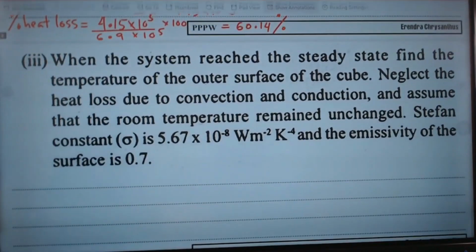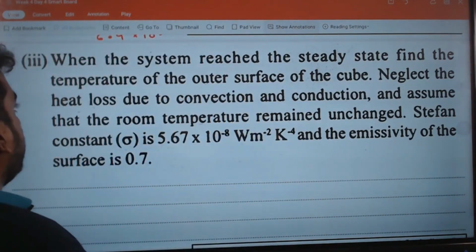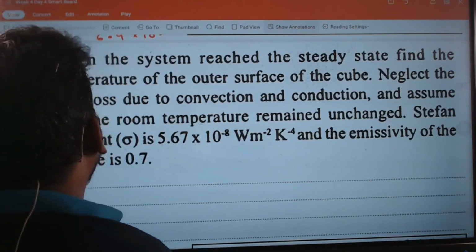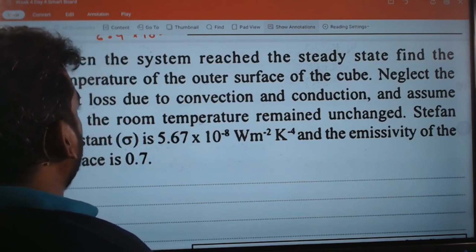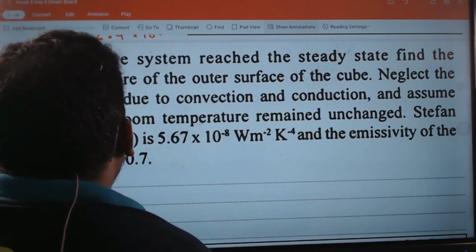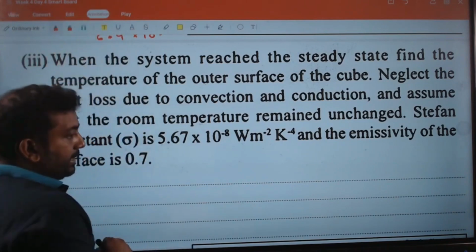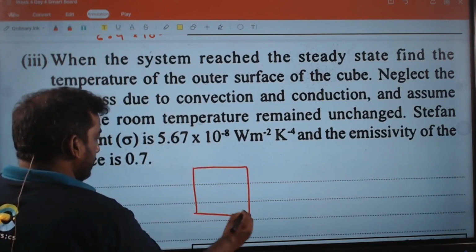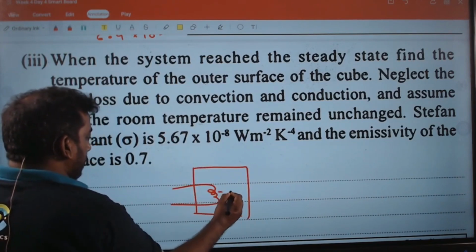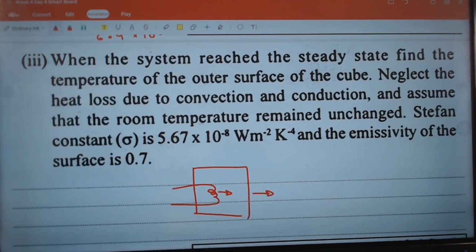When the system reaches steady state, find the temperature of the outer surface of the cube. Neglect the heat loss due to convection and conduction and assume that the room temperature remains unchanged. Stefan constant, right. What do you mean by steady state? The rate at which heat is given equals the rate at which heat is lost.